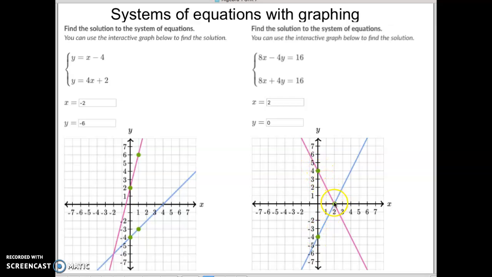After you have those graphed, the two of these intersect right here when the x-coordinate is 2. So x-coordinate is 2 and the y-coordinate is 0. That's all there is to it, guys. Should be able to blow through this one.